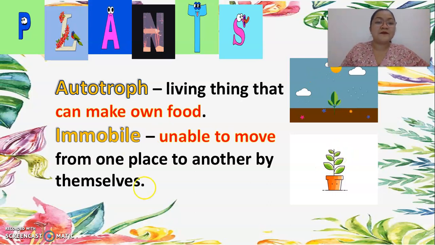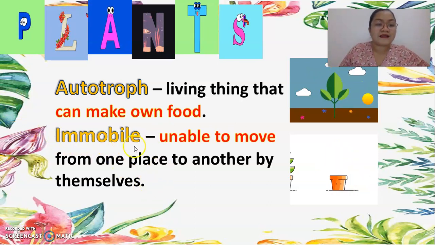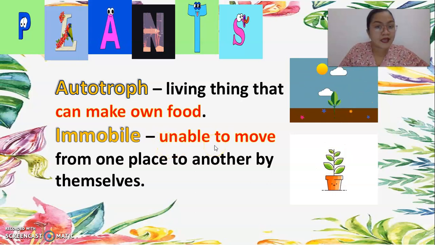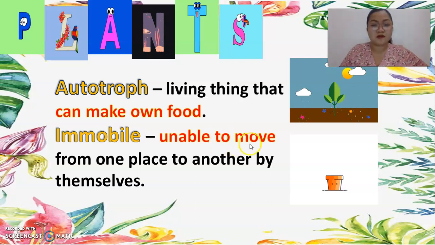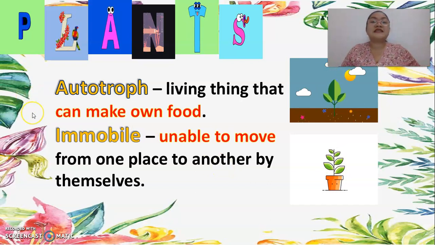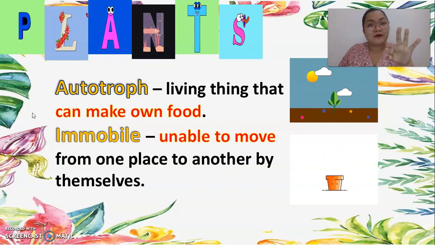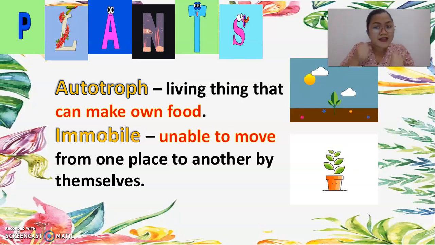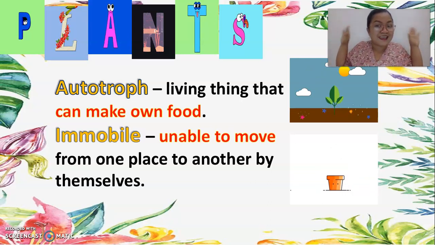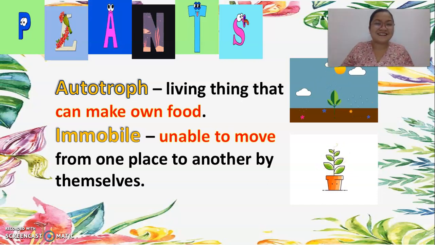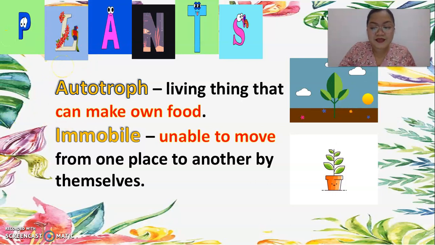Good job. Next, we have immobile. Can you say immobile? Good job. These are the living things that are unable to move from one place to another by themselves. So just like plants, trees, flowers, fruits, and vegetables, they cannot run, cannot fly, cannot walk, or cannot jump.